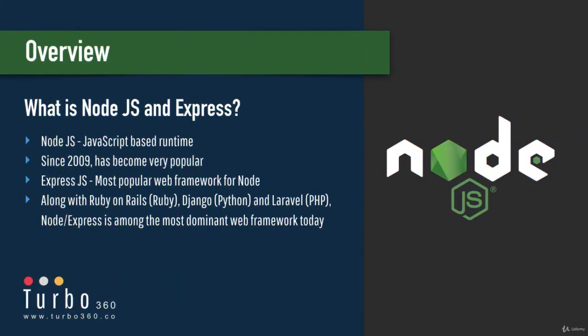So first of all, what is Node.js and what is Express? Node.js is a JavaScript-based runtime that came out in 2009, and since then it's become very, very popular. Mostly it's been used on the server side, what's often referred to as the backend, which has allowed developers to write backend code, server code, using JavaScript. Prior to that, that just wasn't done.